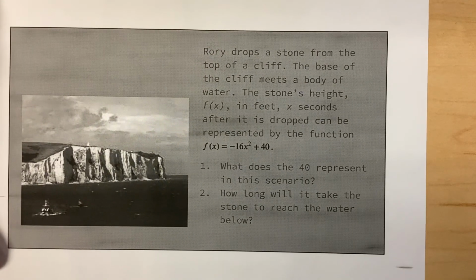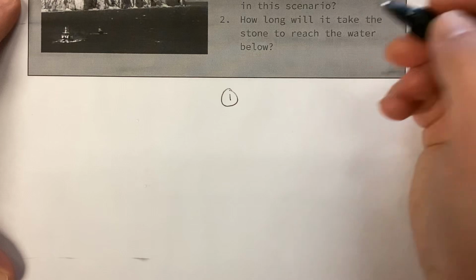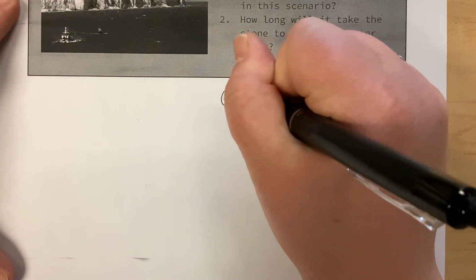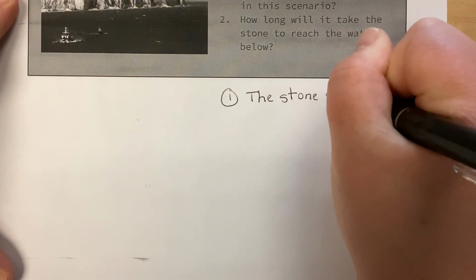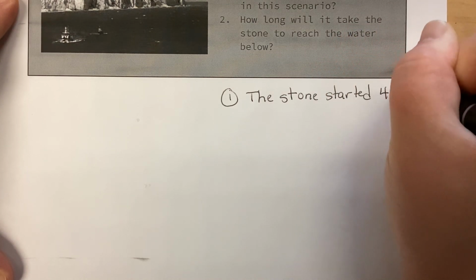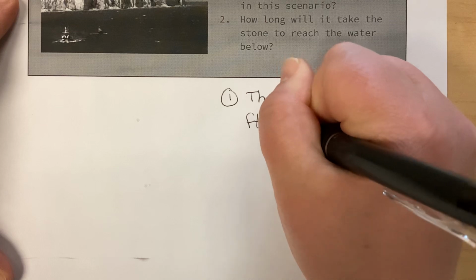All right. Rory drops a stone from the top of a cliff. The base of the cliff meets a body of water. The stone's height, f of x, in feet, x seconds after it is dropped, can be represented by the function f of x equals negative 16x squared plus 40. All right, number 1, what does the 40 represent in this scenario? Well, the 40 represents the starting height of the stone. So the stone started 40 feet above the water.